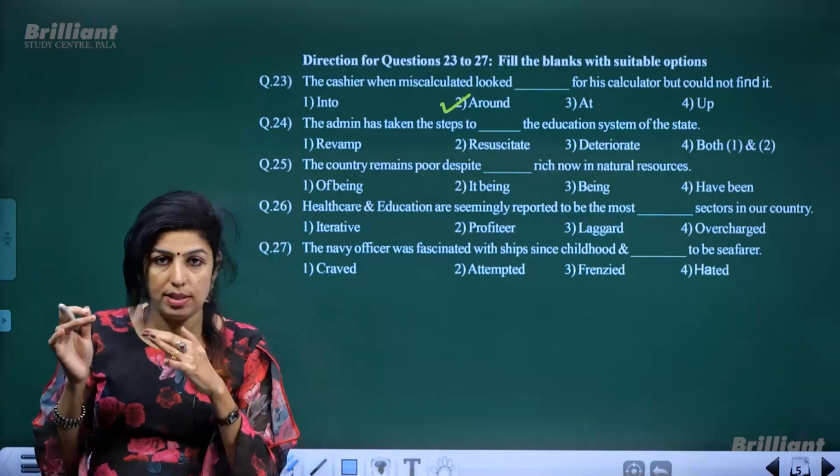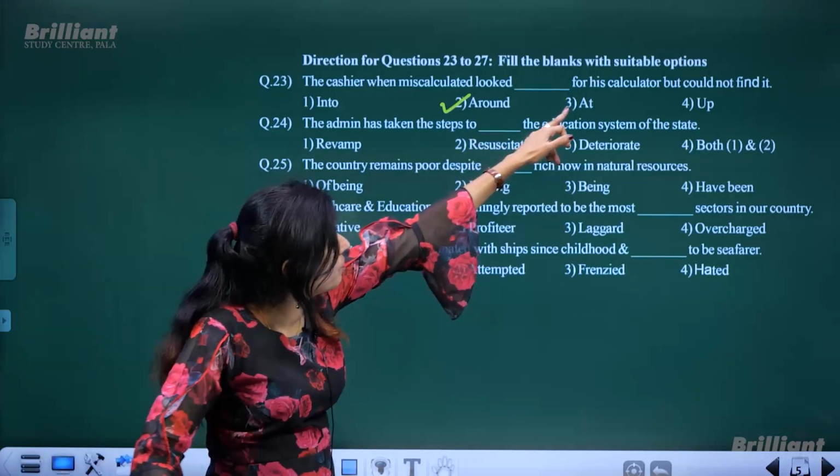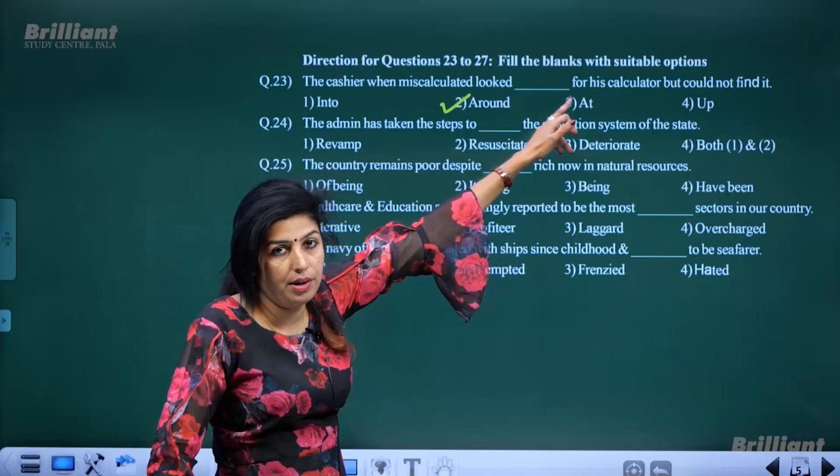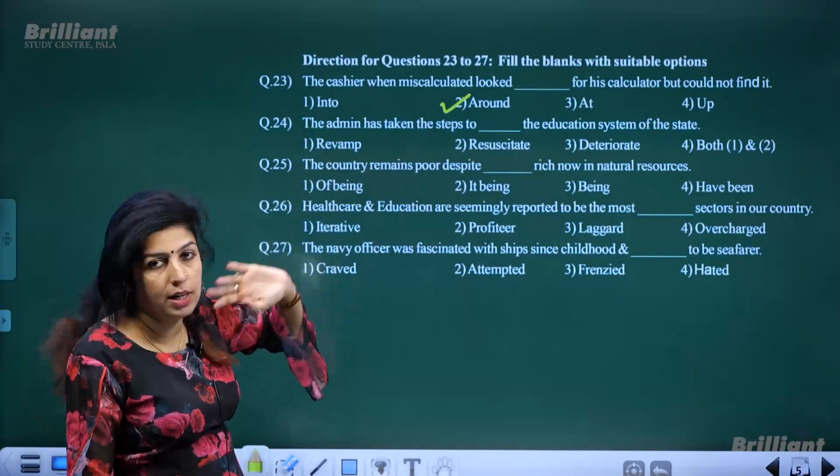So looked around is the correct option. Not looked at, and for. After the blank there is a for, right? So this word at cannot be, and look into for also cannot be used.